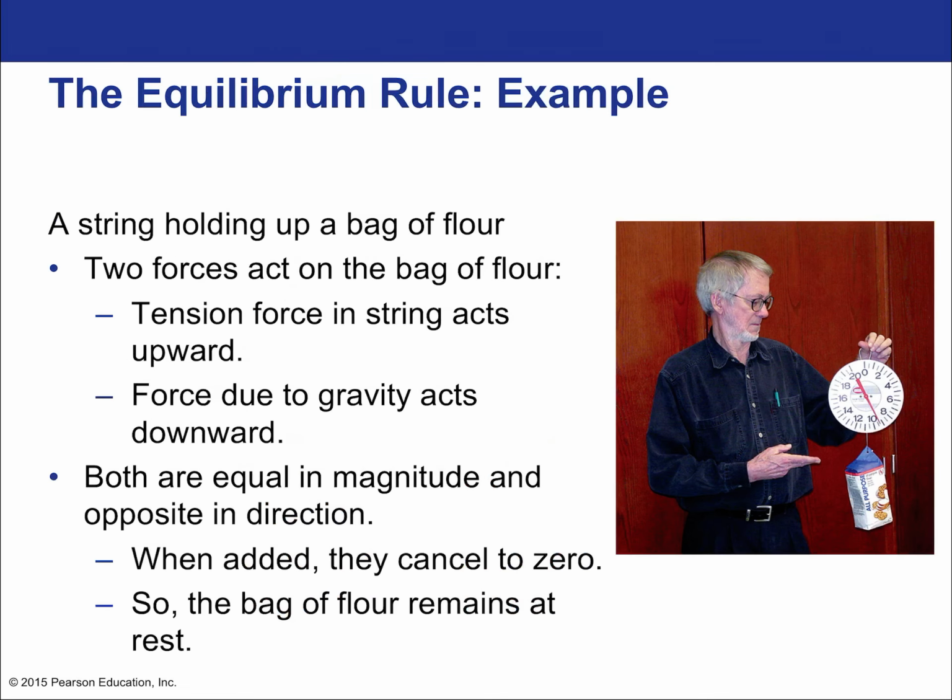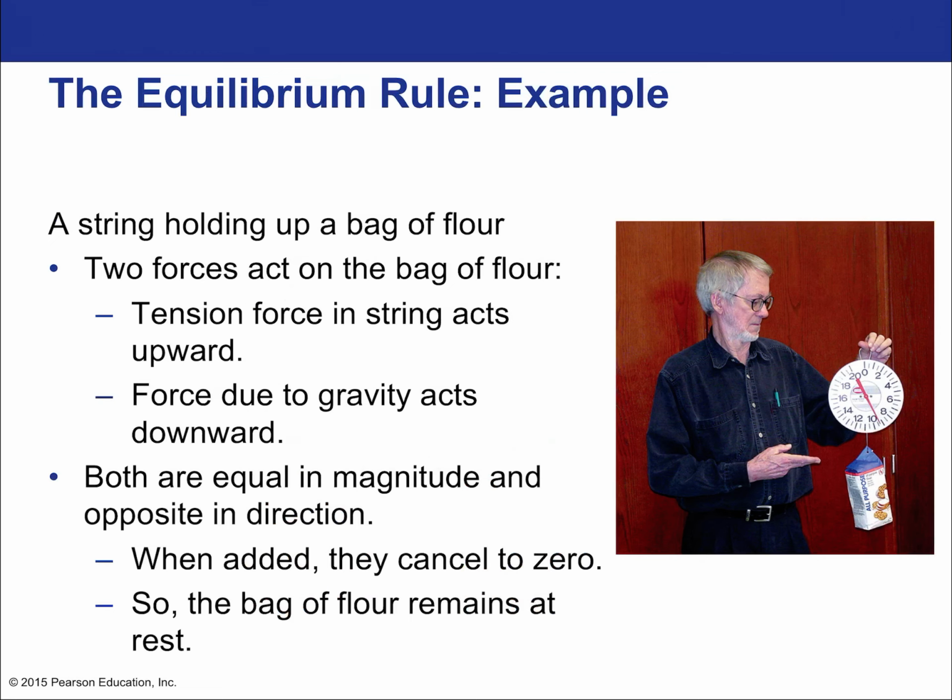Okay, so the equilibrium rule, an example. A string holding up a bag of flour. Two forces act on the bag of flour. Tension force in the string, just like there were tension forces in the rope that held up Nellie. That's what we call that type of force that holds something up. And a force due to gravity that acts downwards. Both are equal in magnitude and opposite in direction. When added, they cancel to zero. That's what equilibrium means. It means that your forces sum up to zero.